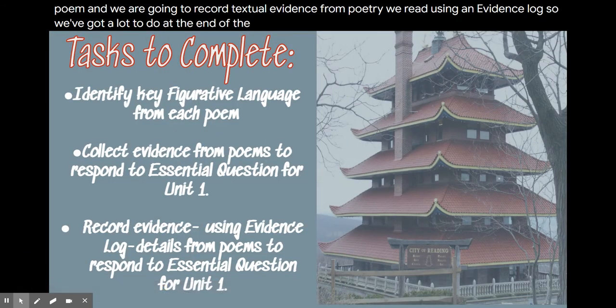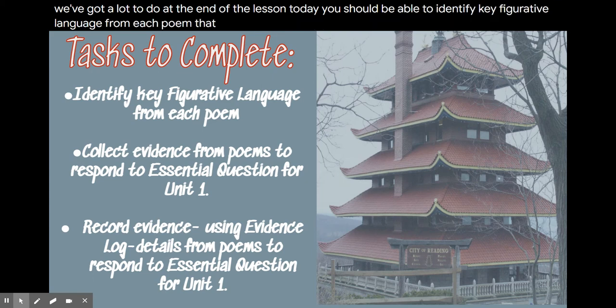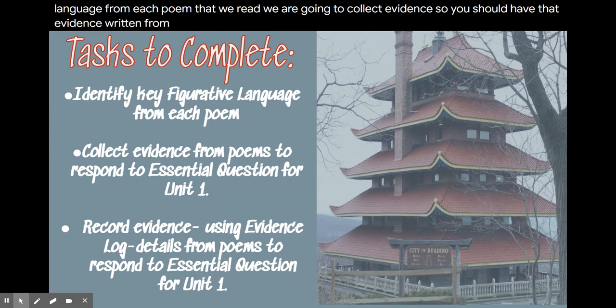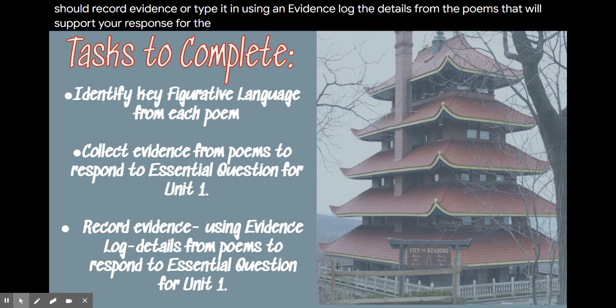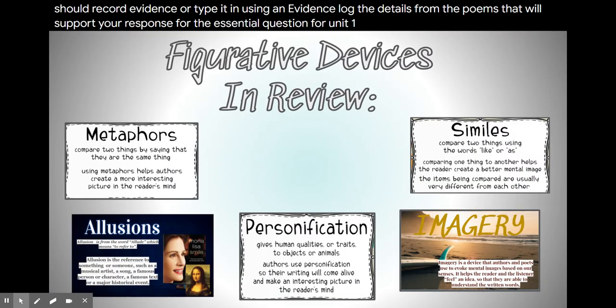At the end of the lesson today, you should be able to identify key figurative language from each poem that we read. We are going to collect evidence, so you should have that evidence written from poems to respond to the essential question for Unit 1 poetry, and you should record evidence or type it in using an evidence log, the details from the poems that will support your response for the essential question for Unit 1.